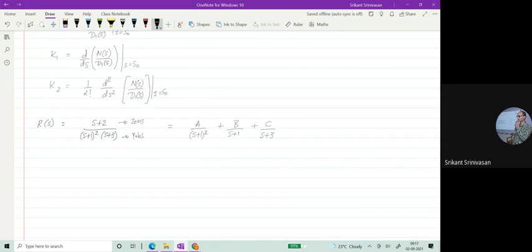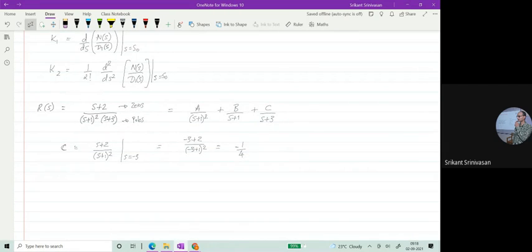So if I want to find C, C is (s plus 2) over (s plus 1) square where s is equal to minus 3. So that's minus 3 plus 2, and in the denominator it's (minus 3 plus 1) square. Okay, so that's minus 1 by 4. So that is C. That's easy. Everyone is clear so far? The C part is the easy part. This is what we all know from before.